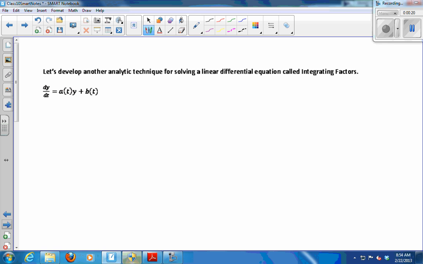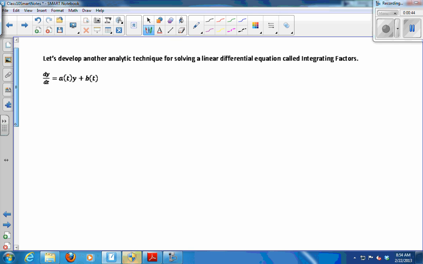The method of undetermined coefficients, if you remember, only worked if that function a of t was a constant. We only were putting numbers there in front of the y. So today, we're going to have a better technique that expands our ability to do this. It's called integrating factors. We're going to use an integrating factor.